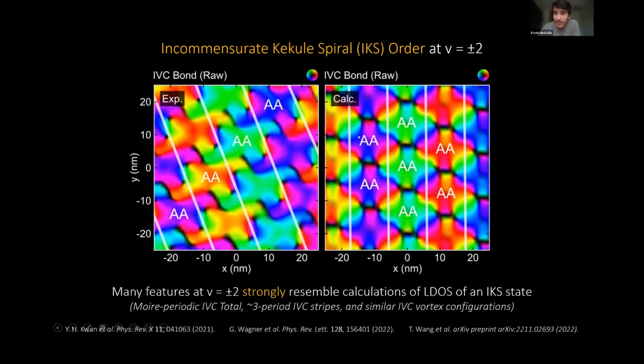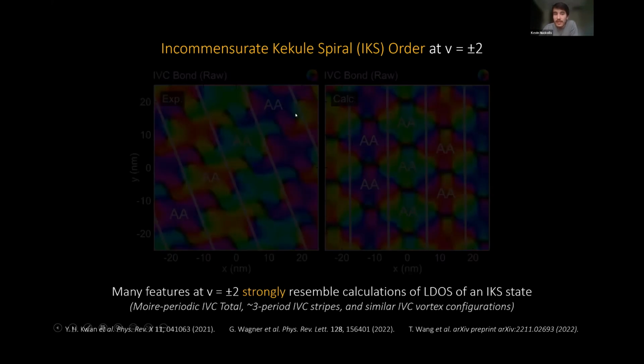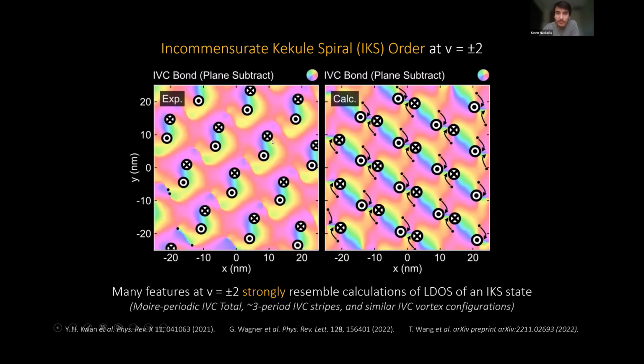When we look at complex ordered local order parameters, we find that both experiment and theory show these stripe-like phases. In the IKS state shown here, this complex phase winding is exactly the IKS translation vector that is predicted by theory. And in fact, when we plane subtract from both of these order parameters, we find a lattice of vortices and anti-vortices that look very similar.